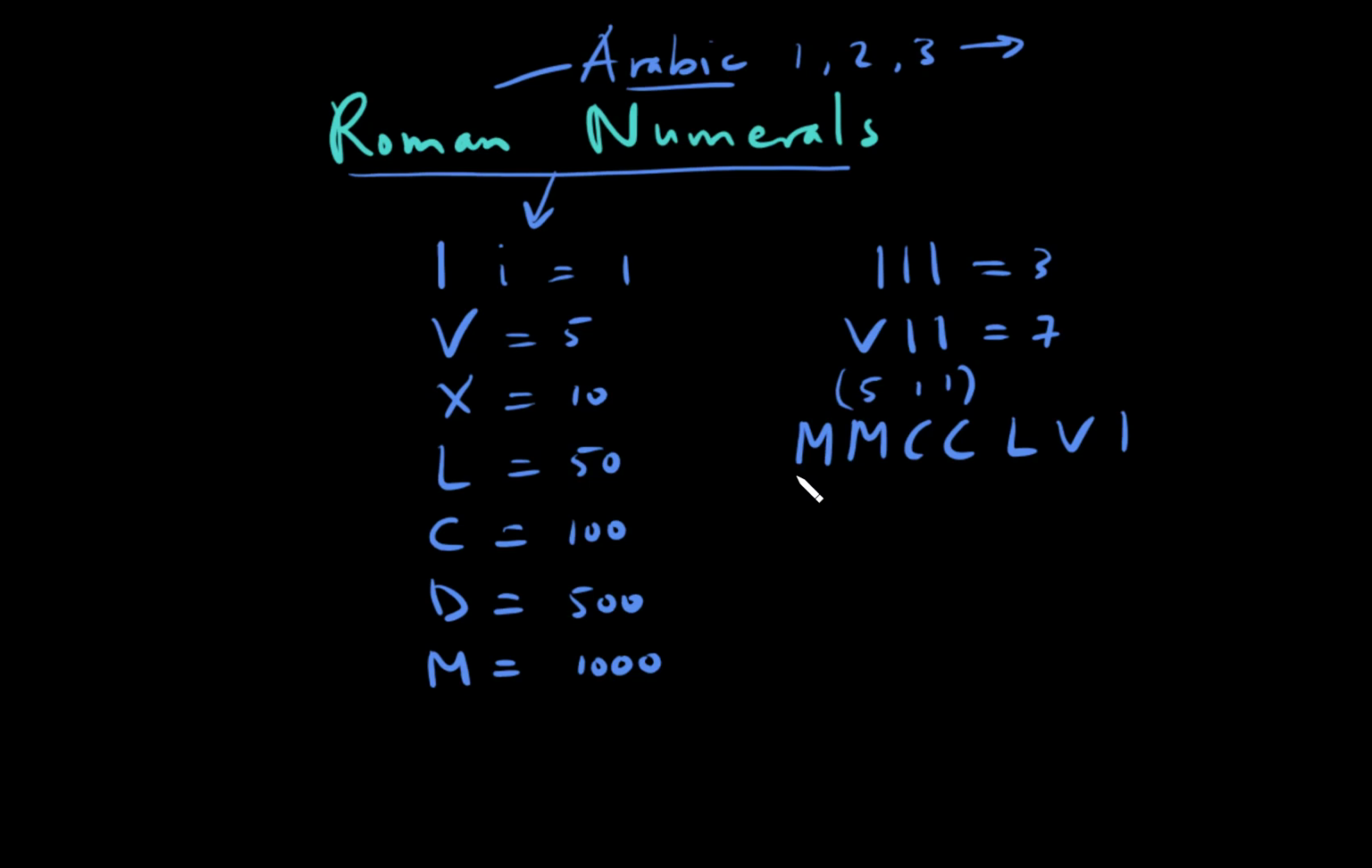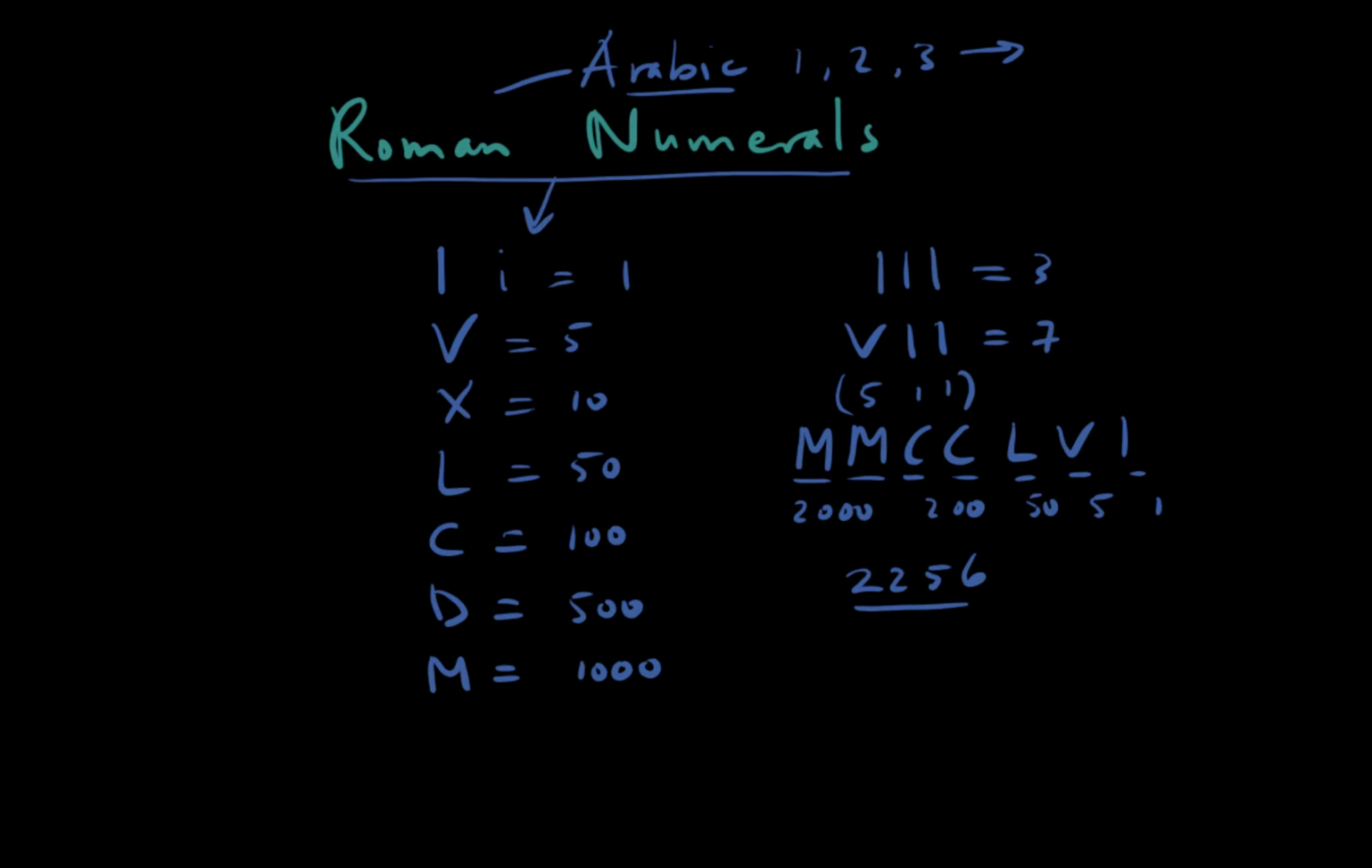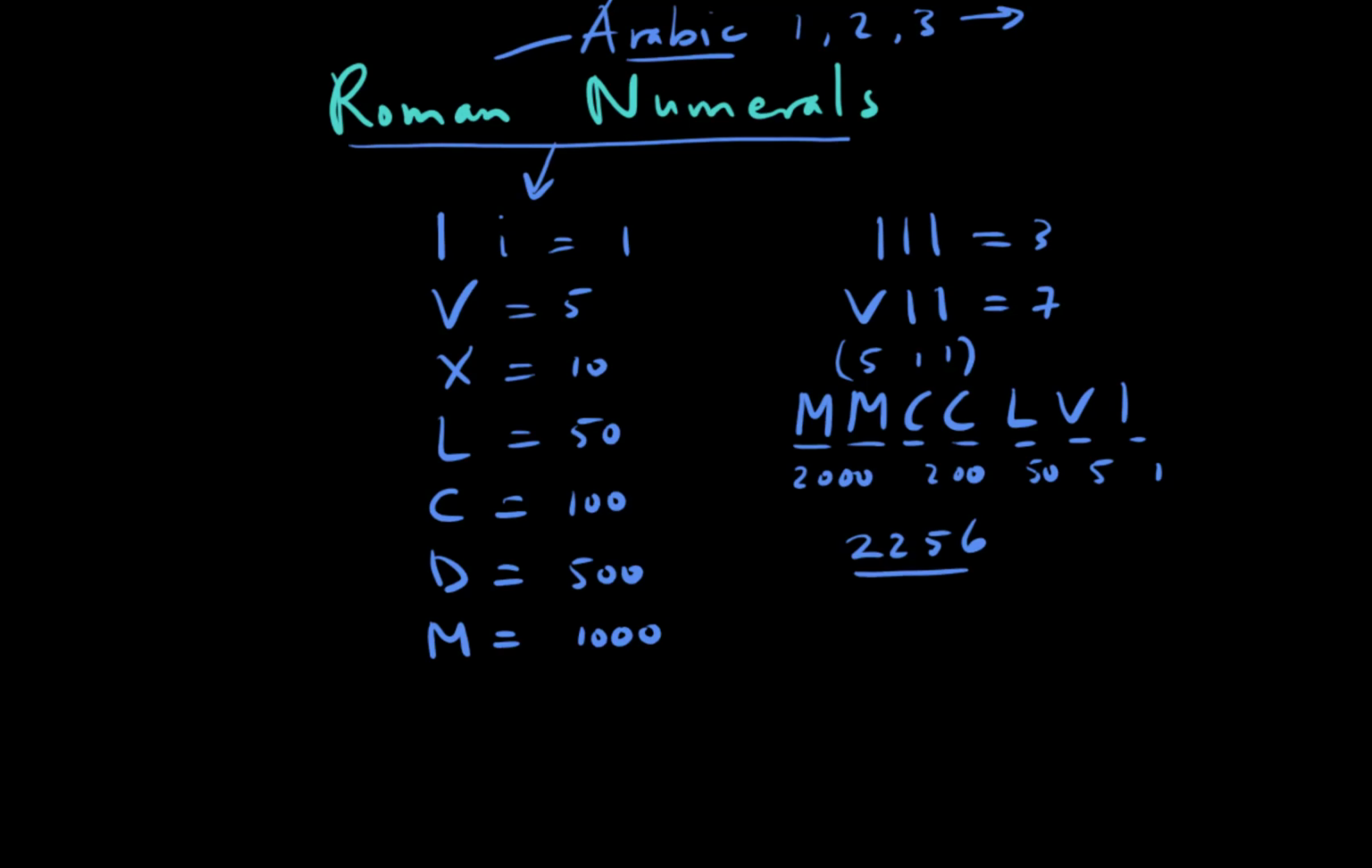Now we can see that this is 1000, 2000. So we'll just say 2000 over here. We have CC, so 100 plus 100 equals 200. L equals 50. And then we have a 5 and we have a 1. And then you can add it all up. So you could say, well, this is 2256. There we go. So that's our number. But we're not quite done yet.